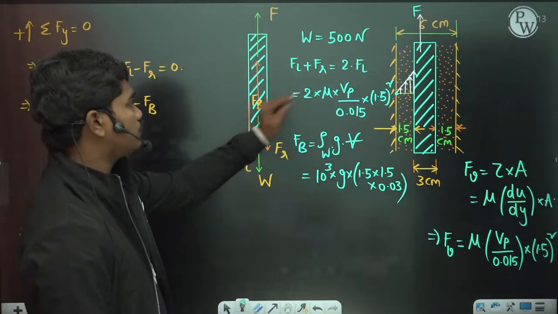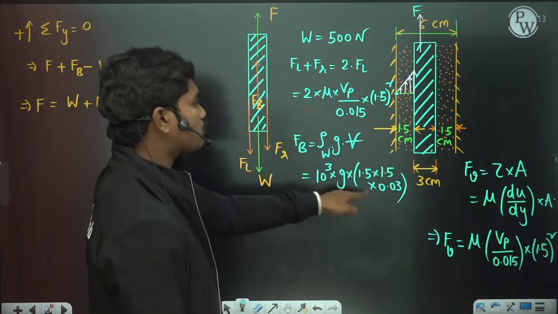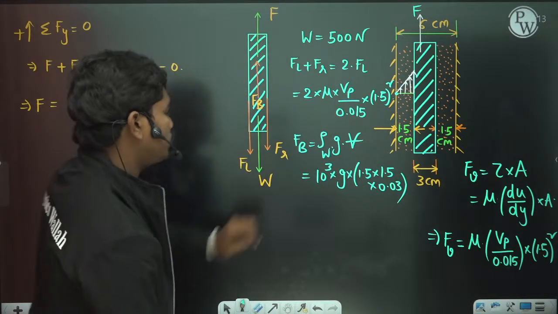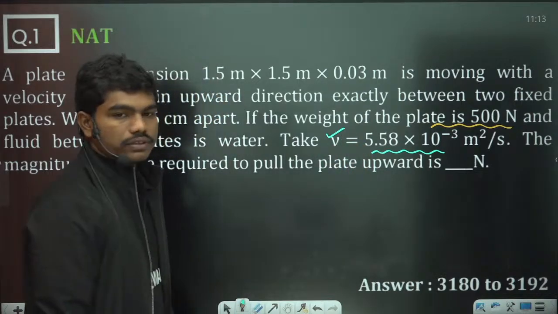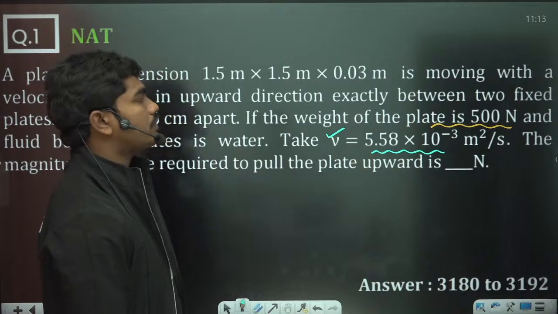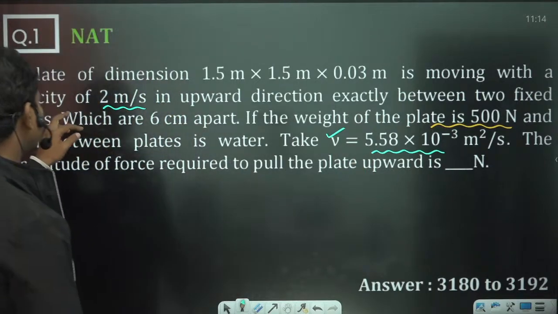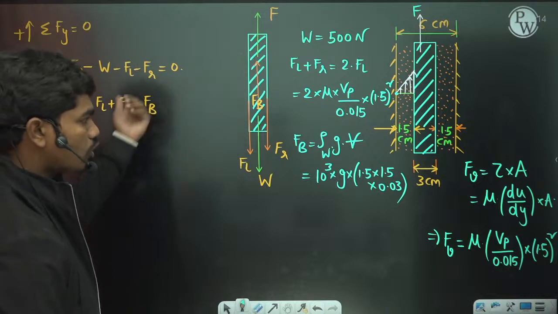So you got the expression for this, you also got this expression, and you also know this expression. Out of these quantities, mu and Vp have to be known. They have talked about the kinematic viscosity. If you know the kinematic viscosity, you can calculate the dynamic viscosity: if you multiply it with the density, you will get the dynamic viscosity. And they have also given V as 2 meters per second. So that's it, you have all the quantities. Let us go for the simplification.